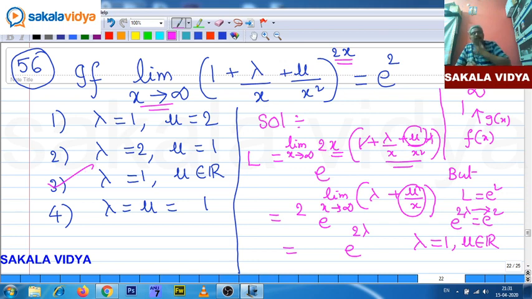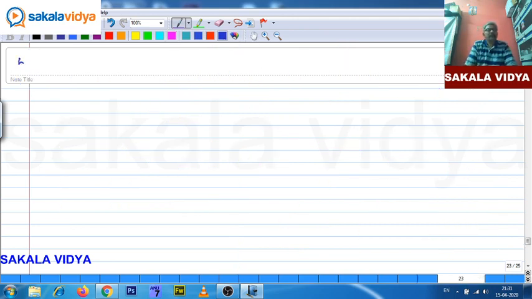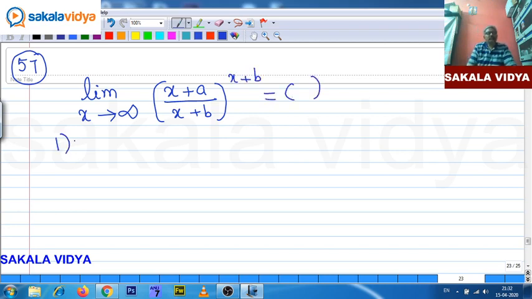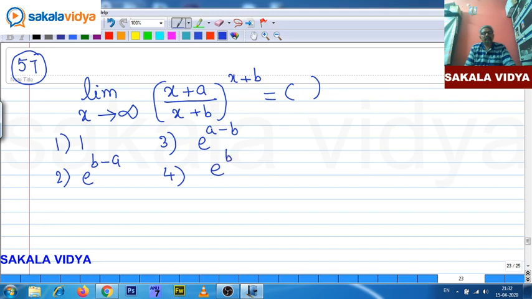So, this is the 56th question. Now let us move to the next, 57. Limit x tends to infinity, x plus a upon x plus b, whole to the power of x plus b. First option 1, second option e power b minus a, third option e power a minus b, fourth option e power b. Already we have done this kind of problem, just see it, try this question.